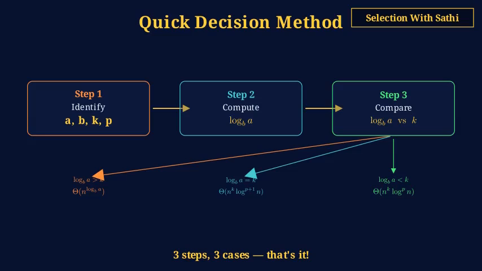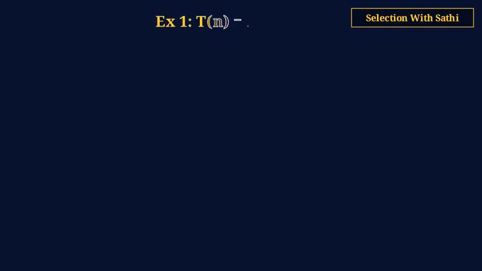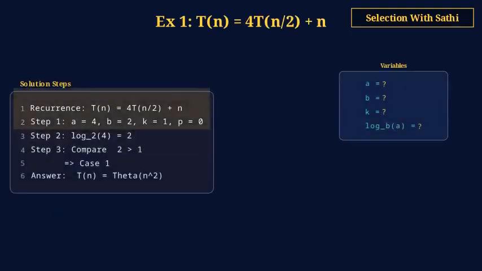This 3-line shortcut covers 95% of GATE Master Theorem questions. You only need the extended form with p when the recurrence has an explicit log factor. Let us work through our first example.